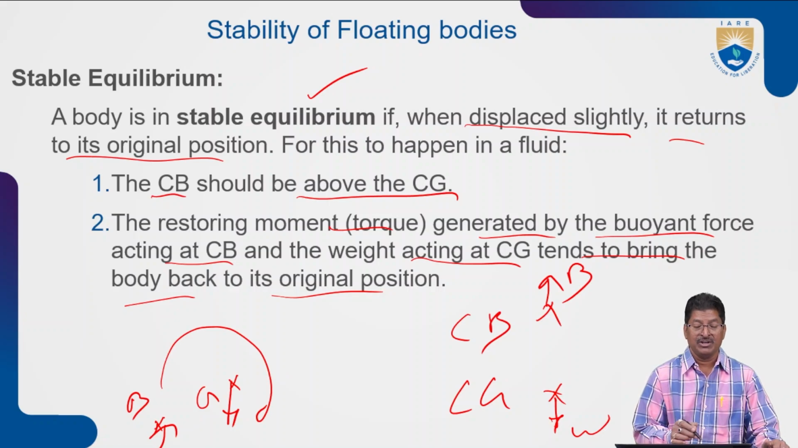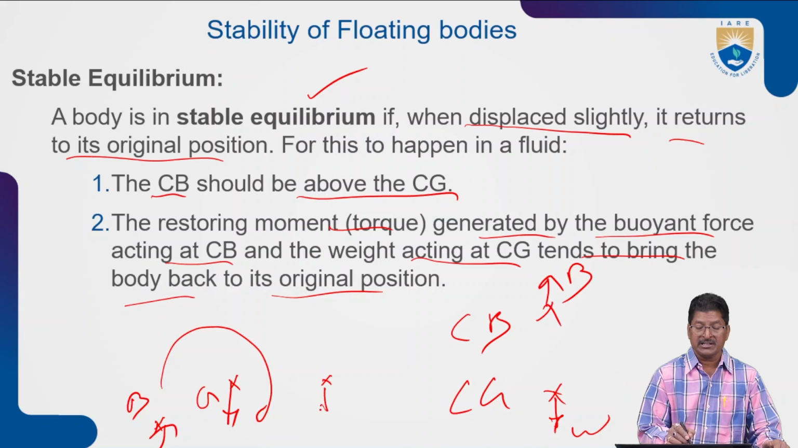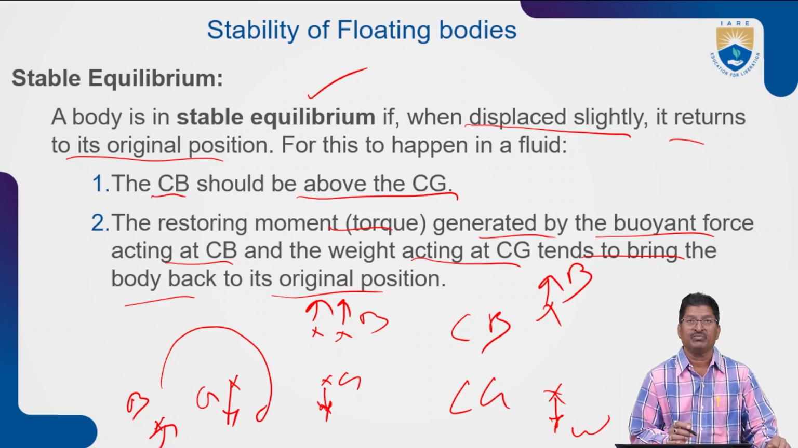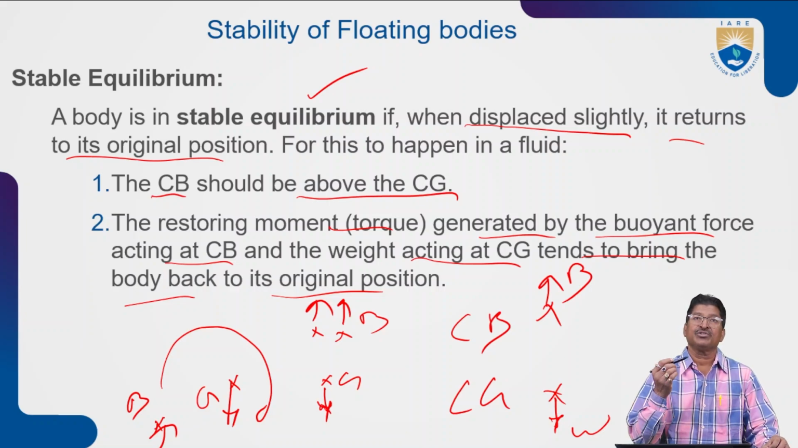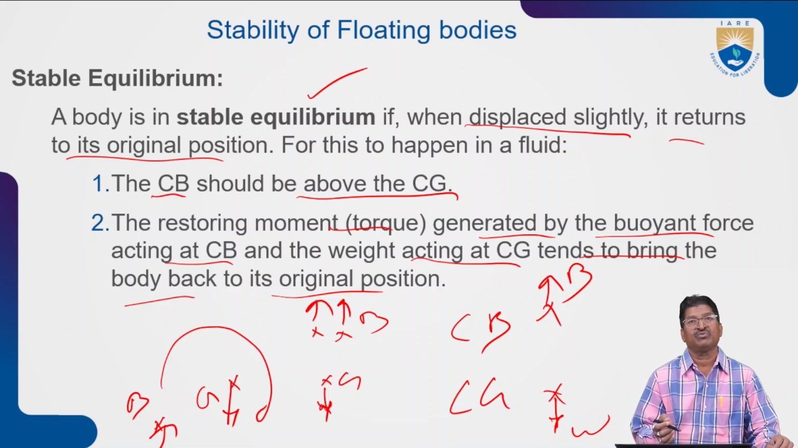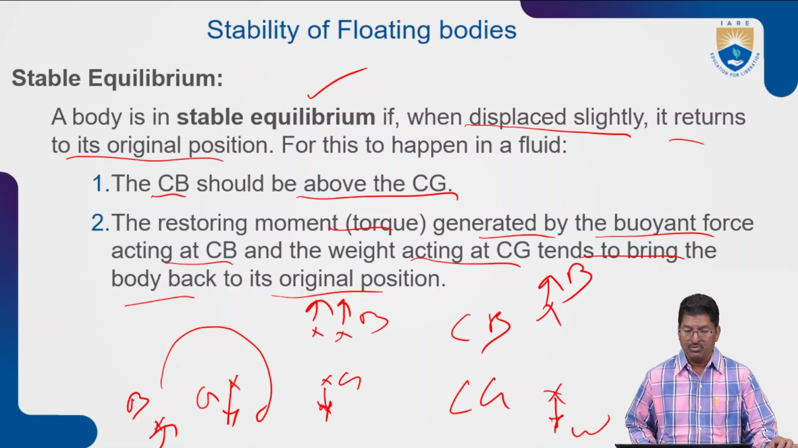That is unstable. In the other case, G is here and B is above that, so B acts upwards. Even if a small tilt is given, the B point will shift, so the buoyancy acts upwards and the weight acts downwards, so that the ship or body will take its original position. So these are the conditions of stable equilibrium: the center of buoyancy should be above the center of gravity of the body, so that a couple is formed and it regains its original position.